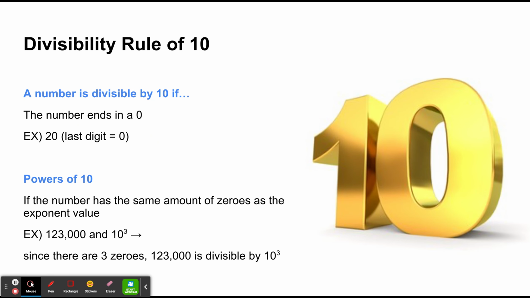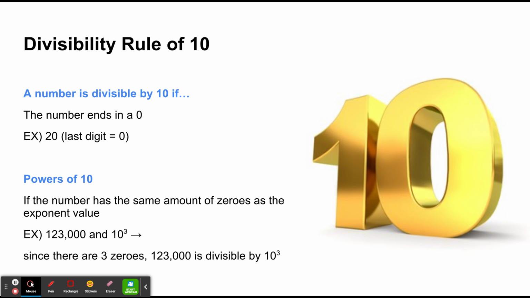Rule of 10. A number is divisible by 10 if the number ends in a 0. That's quite easy. 20, 30, 40 all end in a 0 and are divisible by 10. And for powers of 10, if the number has the same amount of zeros as the exponent value, that works. For example, 123,000 and 10 to the third. Since there are 3 zeros in this number and the exponent is 3, this number is indeed divisible by 10 to the third power.